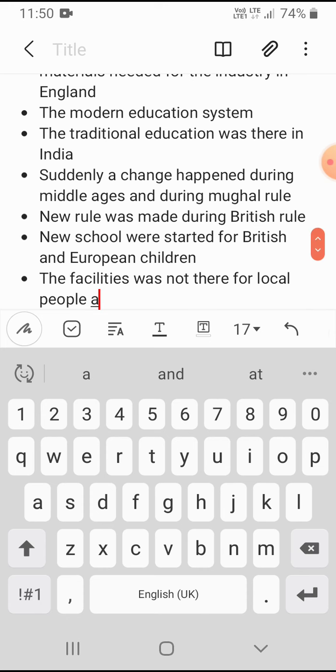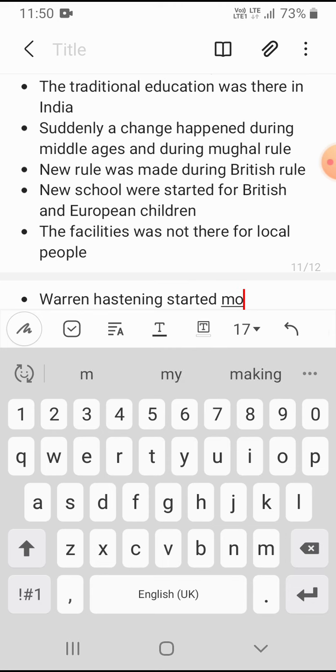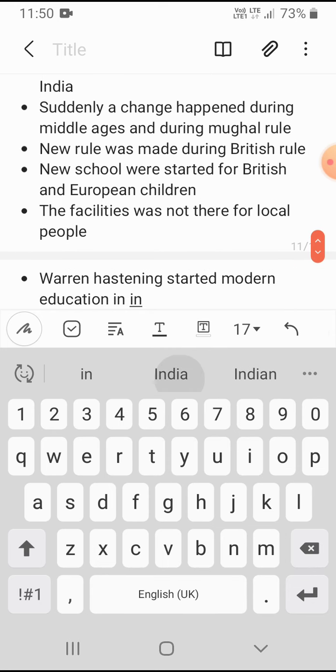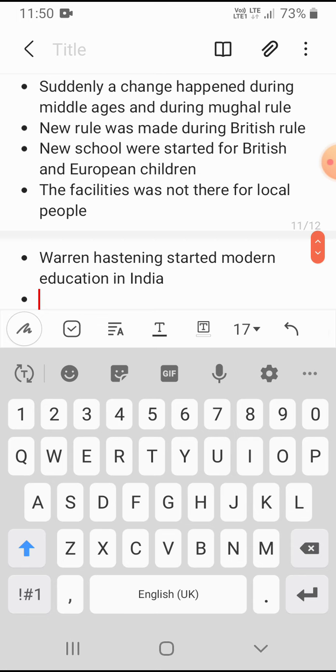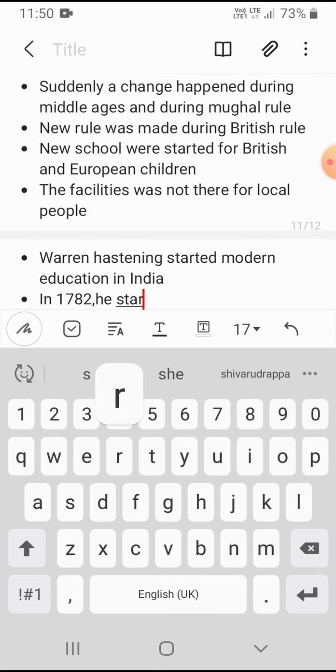And as I said, Warren Hastings started modern education in India in 1781. He started in 1781.